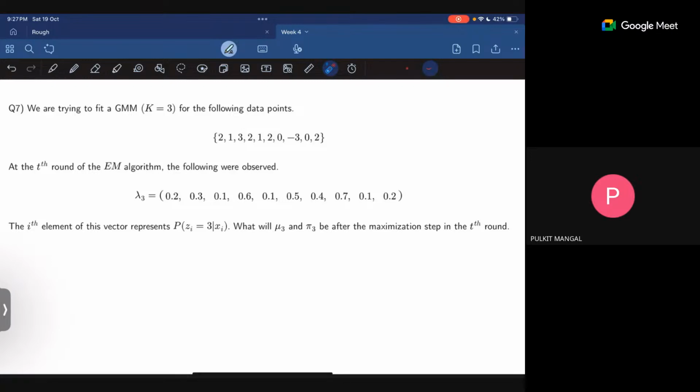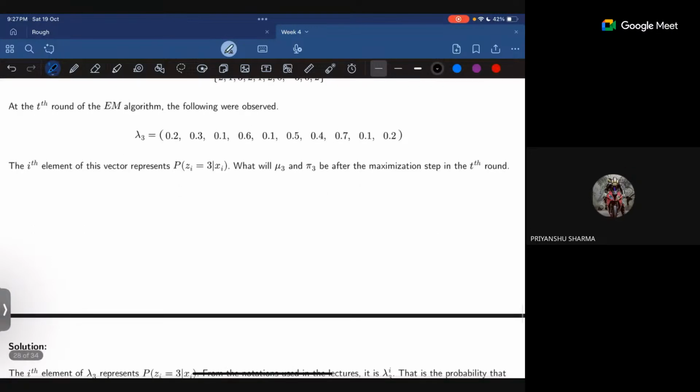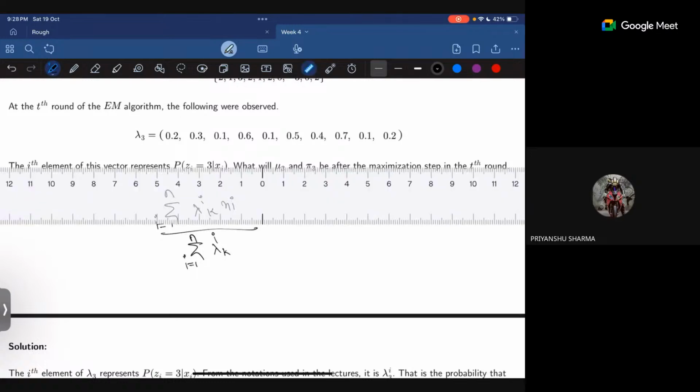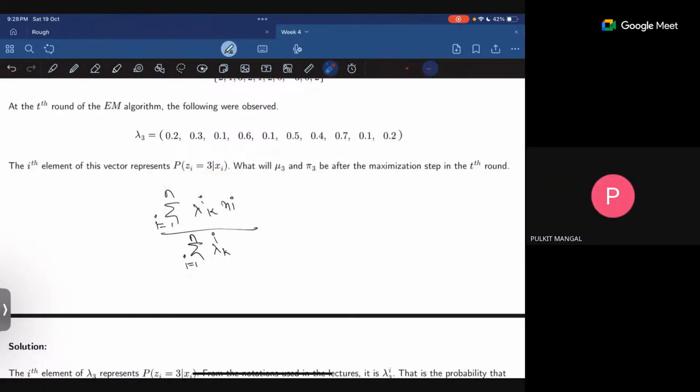What is the formula for that? Summation, sir, same formula as in the previous question. Yes. Summation of i equal to 1 to n, lambda ik xi, over summation of i equal to 1 to n, lambda ik. Okay, so we have seen this before also.